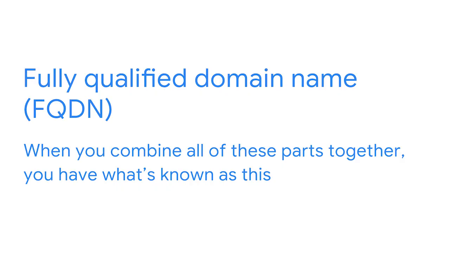Domains can be registered and chosen by any individual or company, but they must all end in one of the predefined TLDs. The www portion of this is known as the subdomain, sometimes referred to as a host name if it's been assigned to only one host. When you combine all these parts together, you have what's known as a fully qualified domain name, or FQDN.